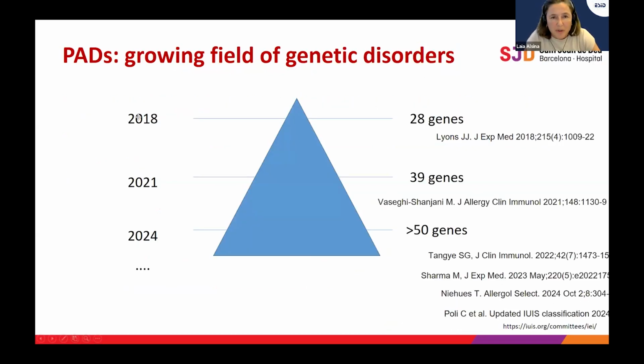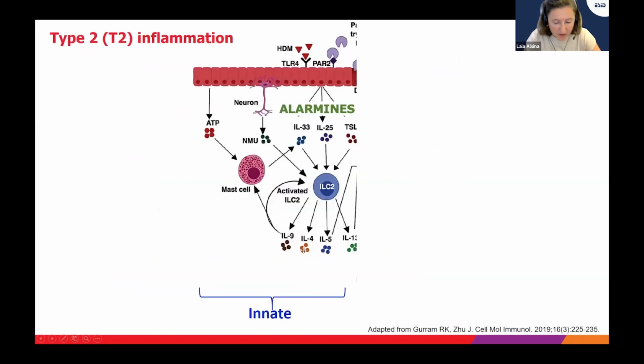So from the start, from 2018, when initially 28 genes were related to primary atopic disorders, there has been a growth in this field with more than 50 genes probably related now with the last classification, the last update. So it's a really growing field. And to understand what is a pathogenic allergic response and how primary atopic disorders can arise, I will just discuss very quickly type 2 inflammation, which includes innate inflammation and Th2 inflammation.